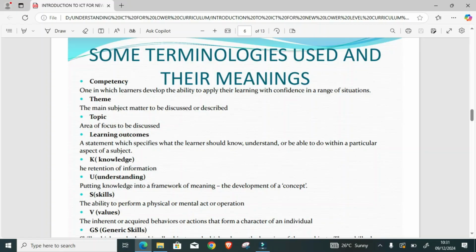So the first one is competence. What does competence mean? Competence simply means the ability of the learner to apply their learning with confidence in a range of situations. The ability of a learner to freely express what he or she has learned.